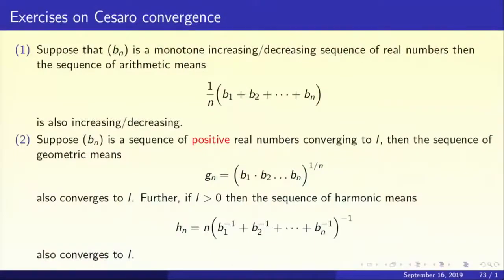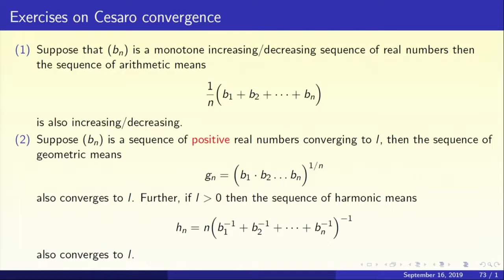Here are some exercises on Cesaro convergence. Suppose bn is a monotone increasing sequence of real numbers, then the arithmetic means will also be monotone increasing. If bn is a monotone decreasing sequence of real numbers, then the sequence of arithmetic means will also be monotone decreasing. So, monotonicity is going to be preserved by taking averages.